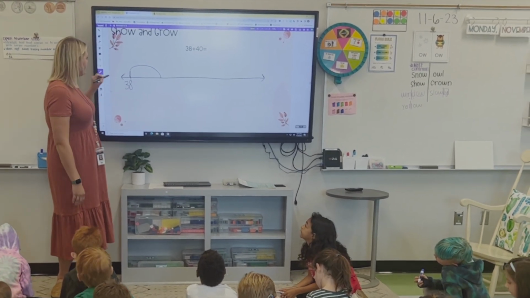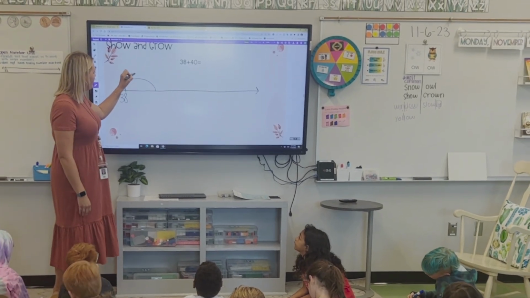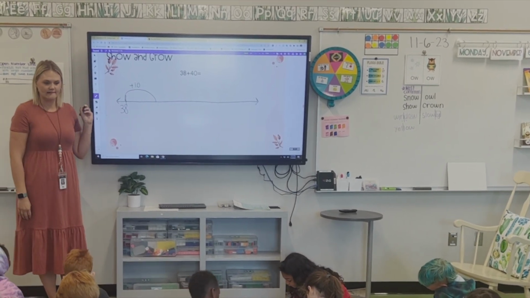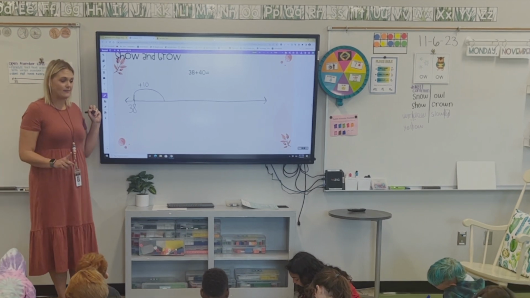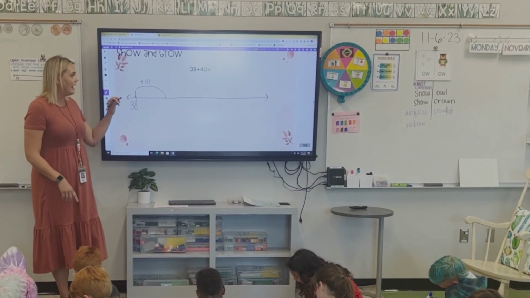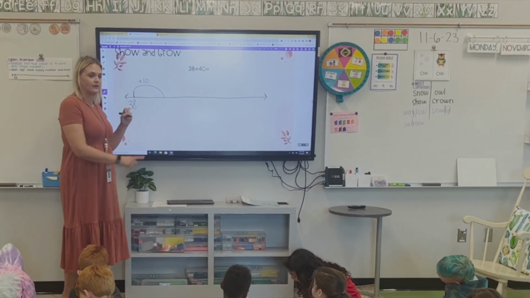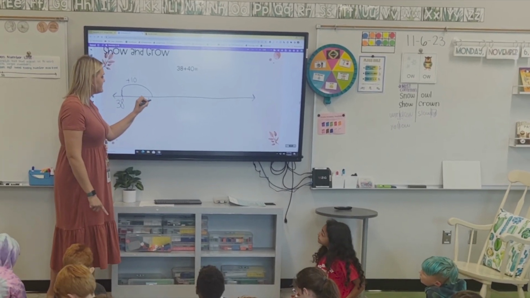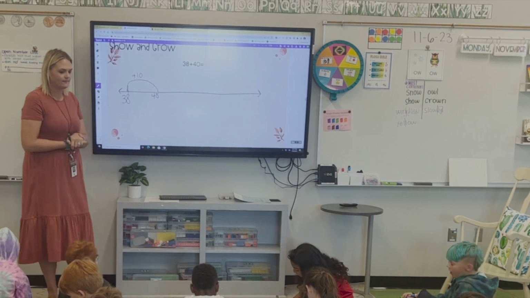Now when I'm using an open number line, I want to tell what it is that I'm jumping. So here I've just made a jump of 10. Before I can make my next jump though, I need to figure out what am I at right here. What is 38 plus 10? 48. So do you see how I'm putting the 48 right there?